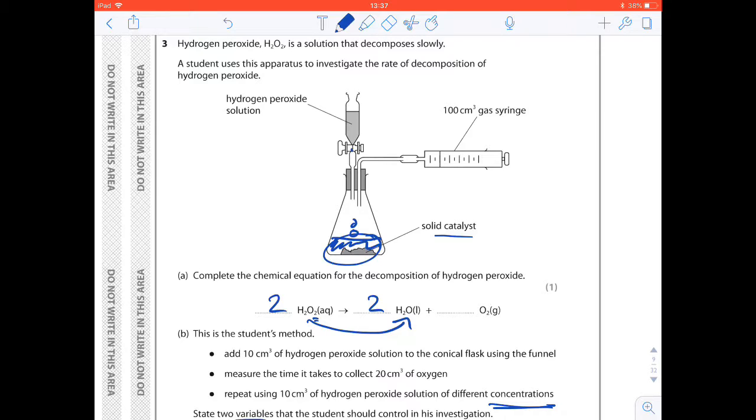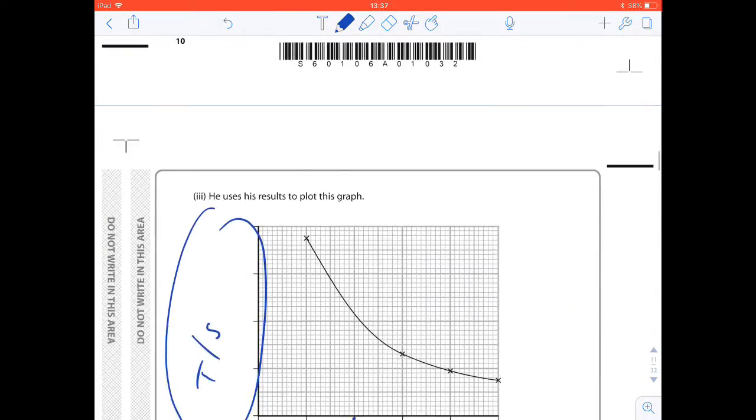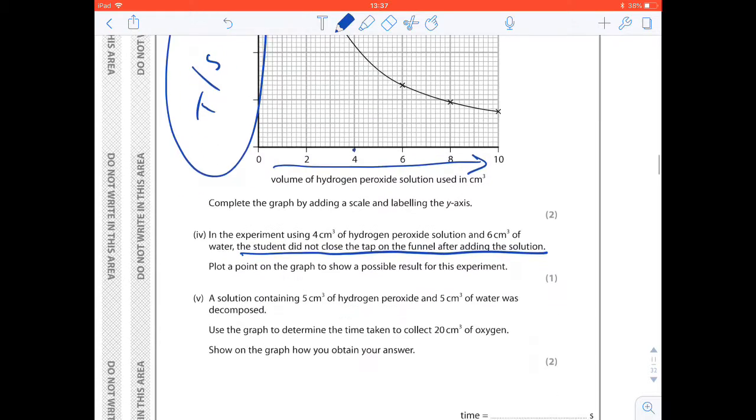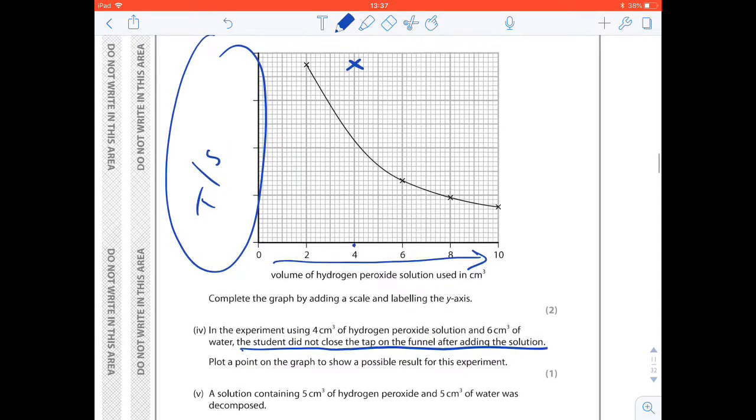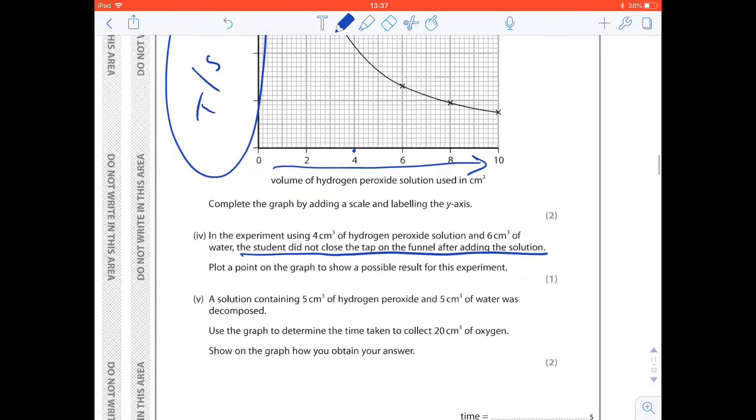So the gas, if this is open, it's just going to escape partly straight out there. Some of it will still go out here and push through the gas syringe, but you're going to lose gas out the hole through the tap, which means that it's going to take the gas syringe longer to fill up than it should do. So we'd expect our time taken to collect 20 centimetres cubed for that value to be too long. So the value for time will be too high, so we needed to make a mark that was too high. In reality, it might actually take longer than the space available on the y-axis, but as long as you put a point in somewhere above the line of best fit, you got the mark.